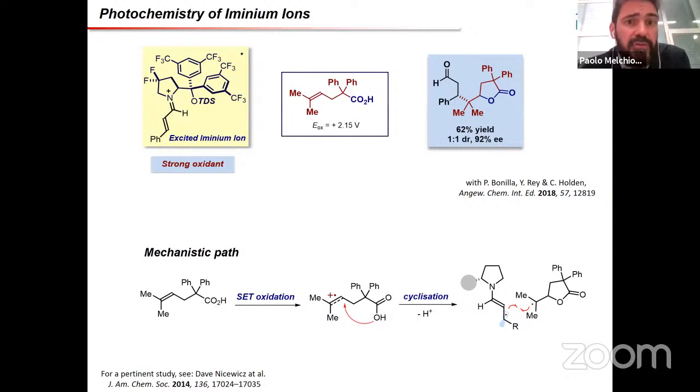That means we could also activate functionalities that are extremely difficult to be activated or to be reacted under classical polar reactivity, such as, for example, an olefin of this type. But in this case, we can take out an electron from this olefin to form this distonic radical cation. If you place a carboxylic moiety, you can drive a cyclization leading to this tertiary radical that is prone to radical-radical coupling. We can make this compound through a sort of enantioselective radical cascade process.